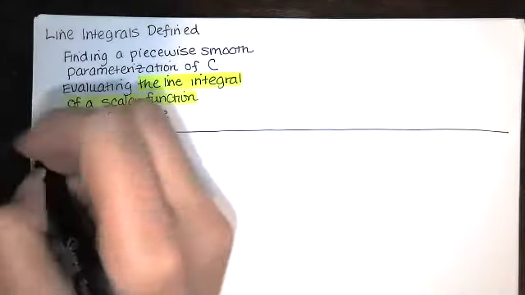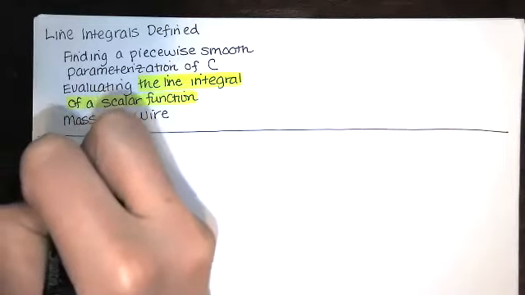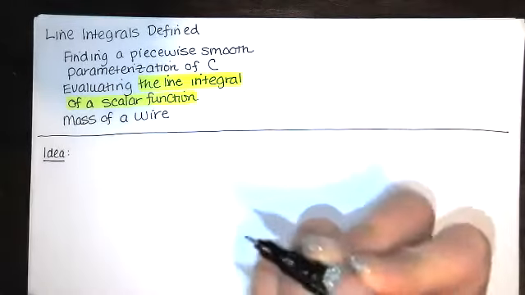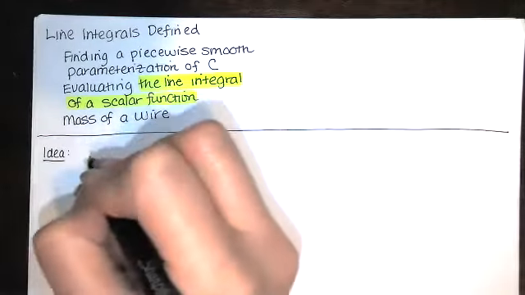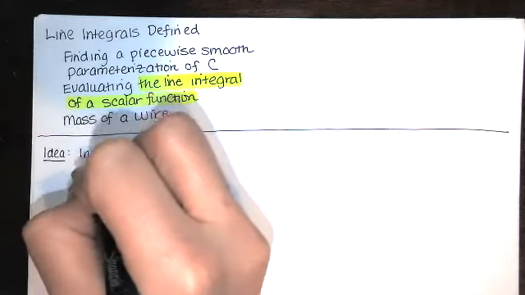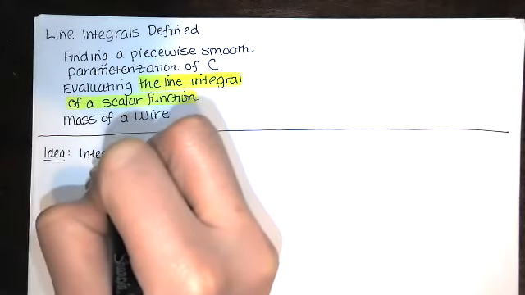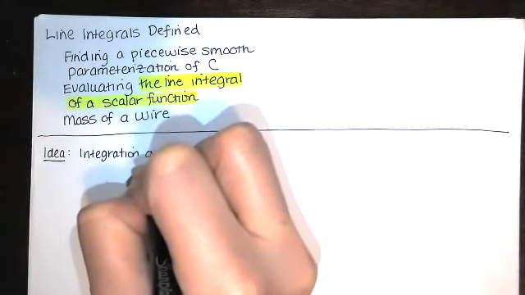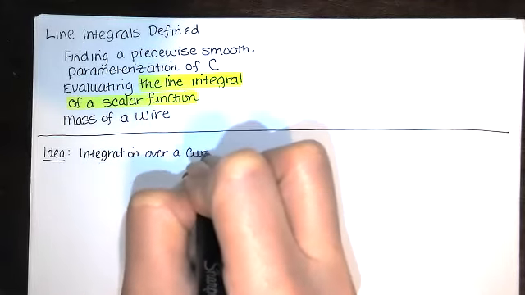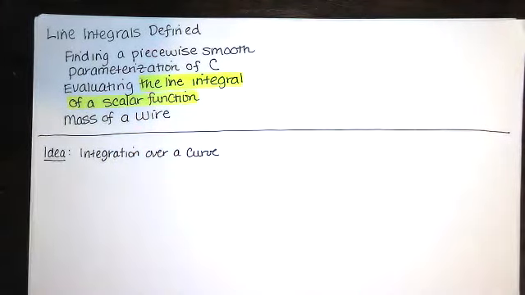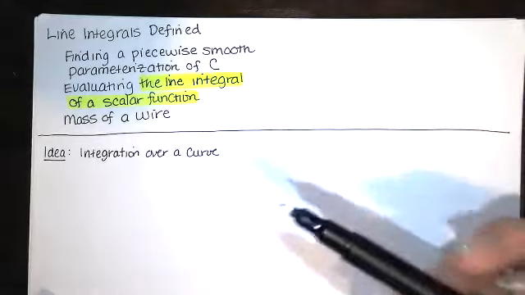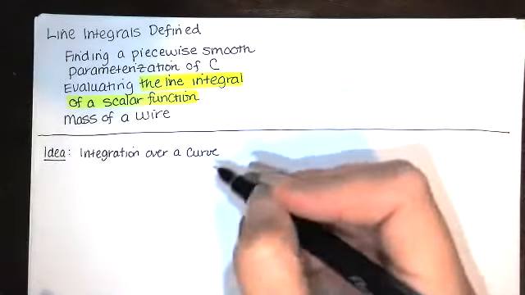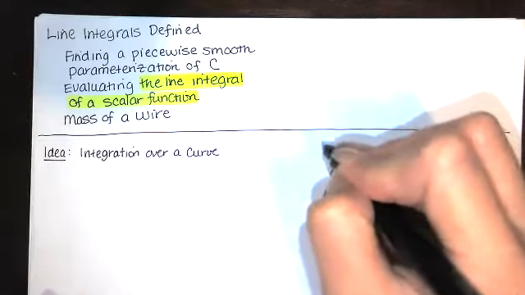So here's the idea behind line integrals. Rather than integrating over an interval from A to B on the x-axis, we're going to integrate over a curve. Yes, the name is not a great name. I guess it should really be called a curve integral, but that's okay. We'll stick with line integral. That's standard terminology.